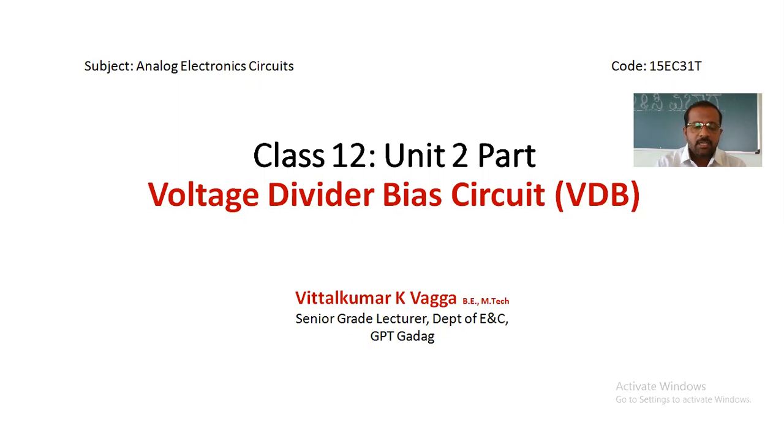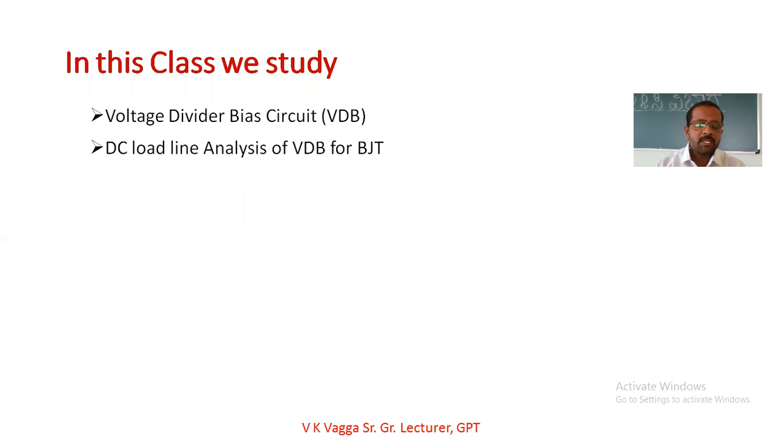In this class we are going to see the voltage divider bias circuit. It belongs to unit 2, BJT and amplifiers, of the analog electronics subject for the diploma ENC. I am going to explain the voltage divider bias circuit, and also the DC load line analysis for the voltage divider bias circuit using the BJT.